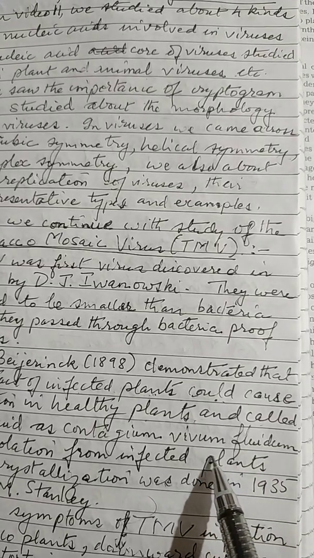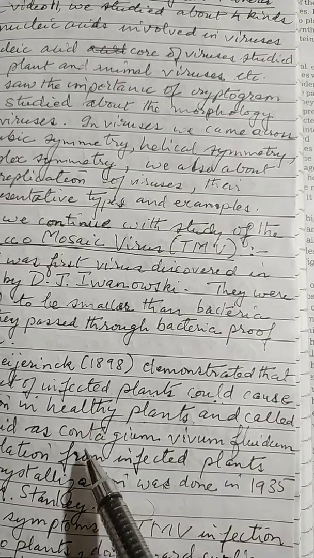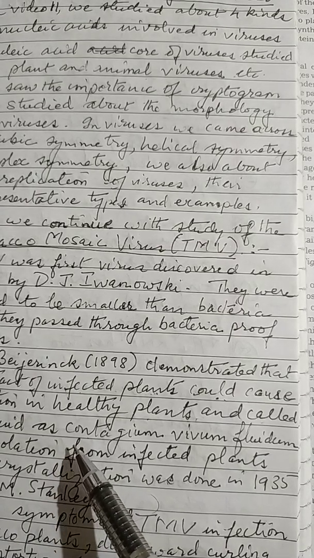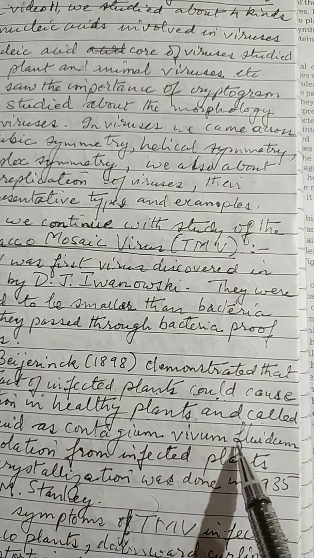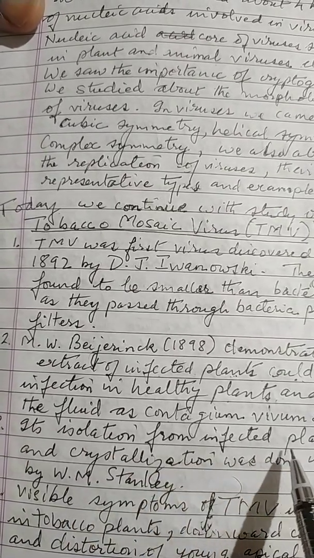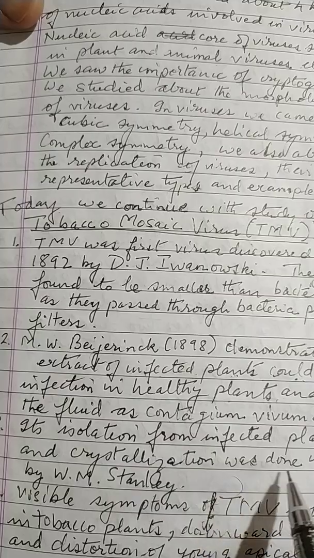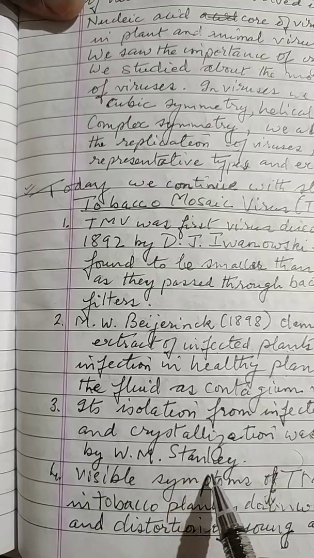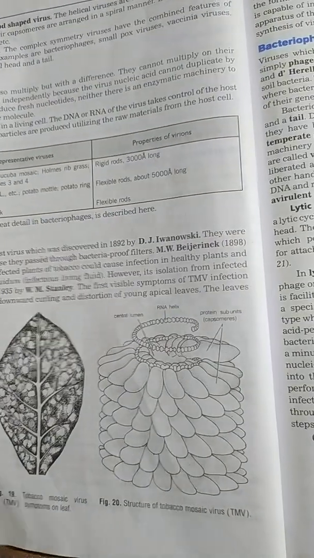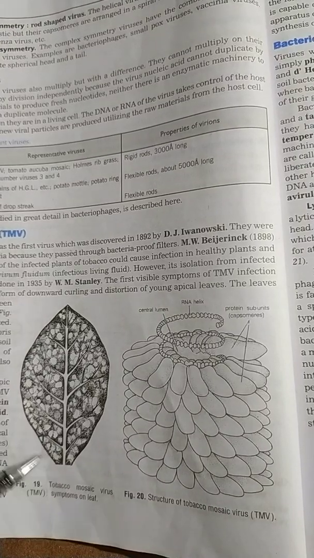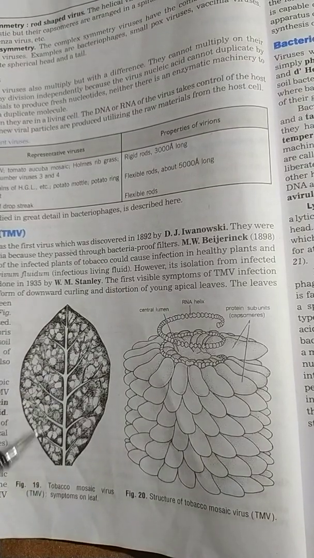What did he call the fluid that was contagious or infection causing, children? He called the fluid Contagium vivum fluidum. And its isolation from infected plants and the crystallization was done in 1935 by W.M. Stanley. If we look at this diagram, this is a typical diagram of the TMV virus, and here we can see the symptoms on the leaves of the tobacco plant.